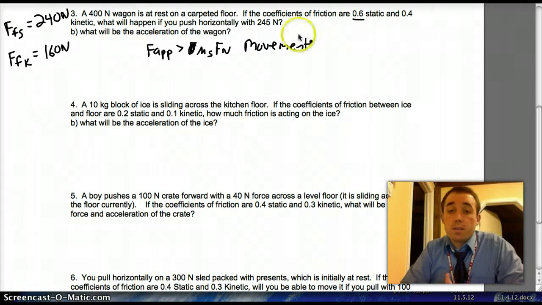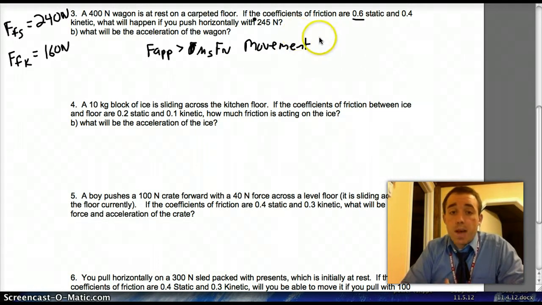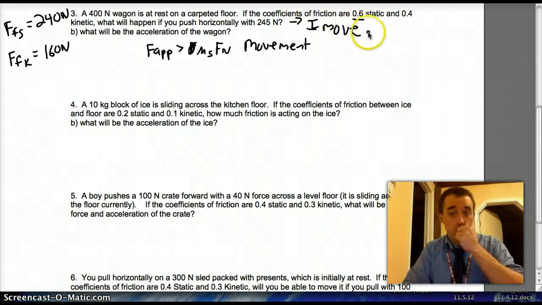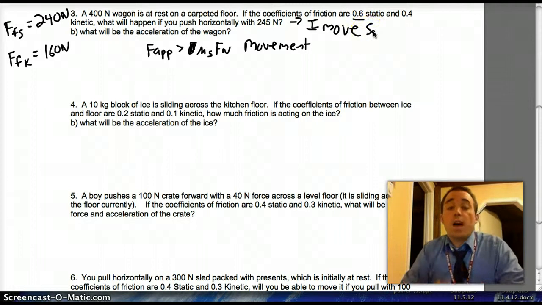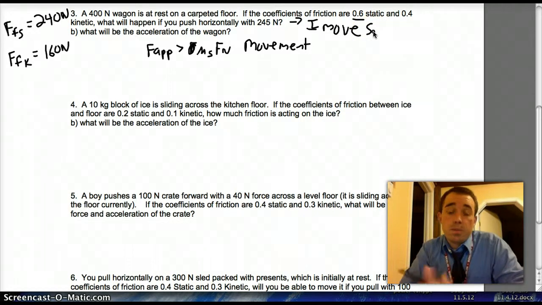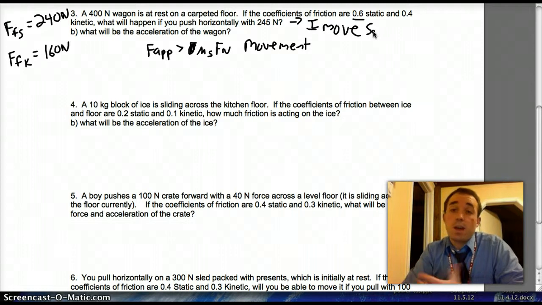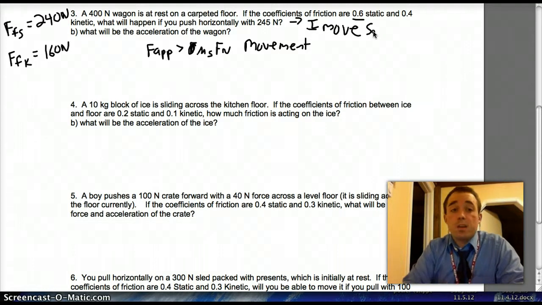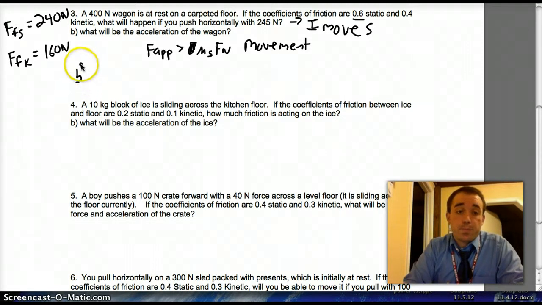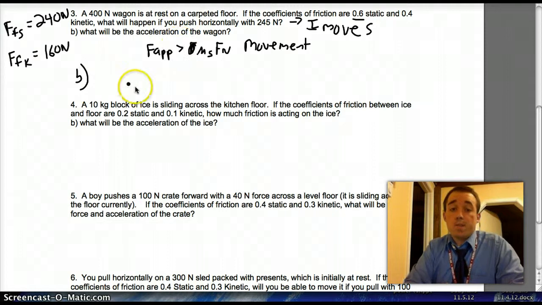So what this allows me to say is, what happens if I push horizontally? Well, I move. Or it moves. The wagon moves. I've broken the bond of friction. I've pushed hard enough to get it started. Once it started moving, I don't have to push as hard to keep it moving. So that's where part B comes in. Part B says, what is the acceleration of the wagon?